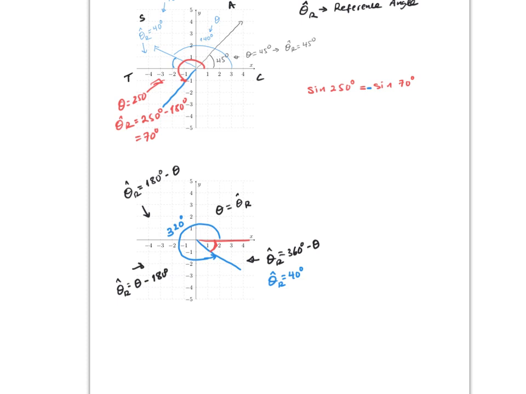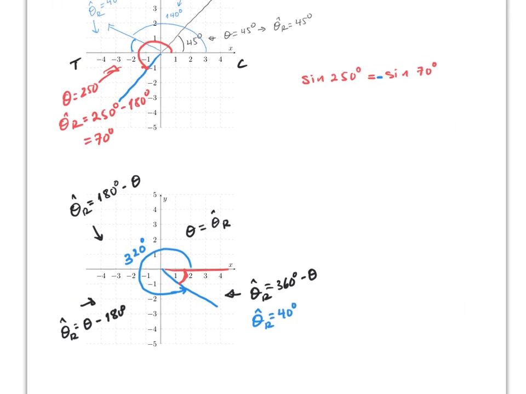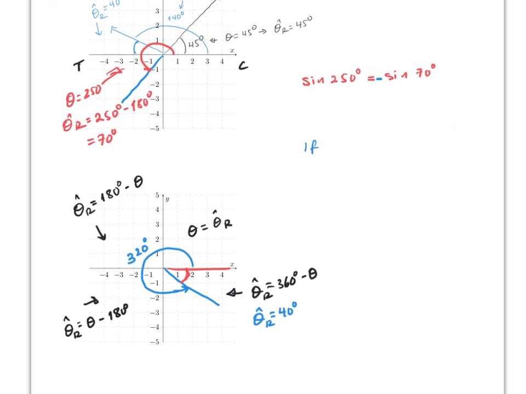So theta hat R, the reference angle, is going to be 40 degrees. Also, recall before we try to solve some problems, this is important. For example, if sine of theta is equal to 1/2, that implies that theta is equal to sine inverse of 1/2.